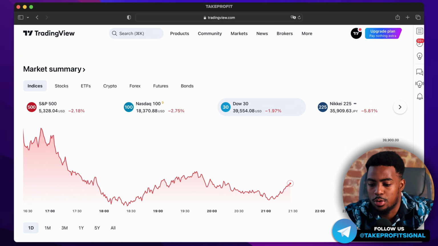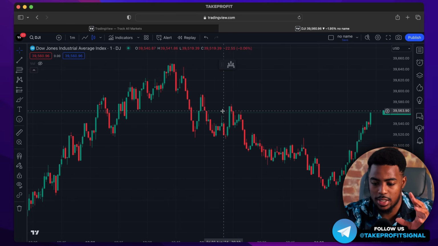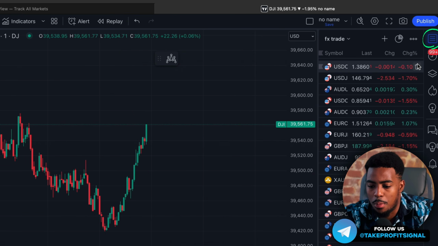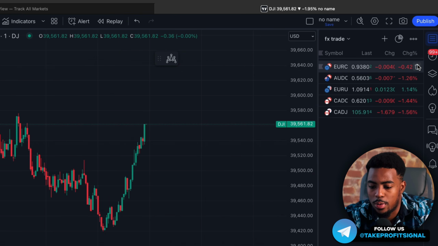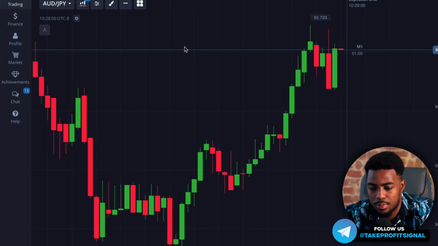Now we go to TradingView, select any asset and click on this button, which takes us to the candlestick chart. Now watch what we do. We open this section and now we will quickly delete all the pairs. You won't have anything here.